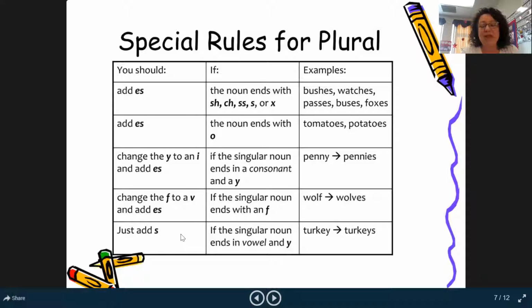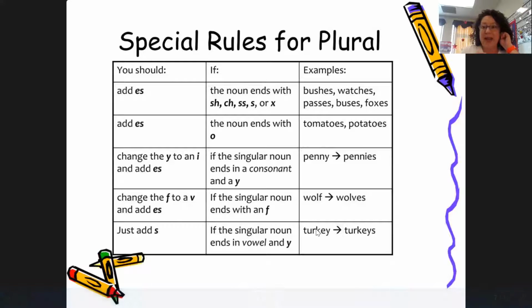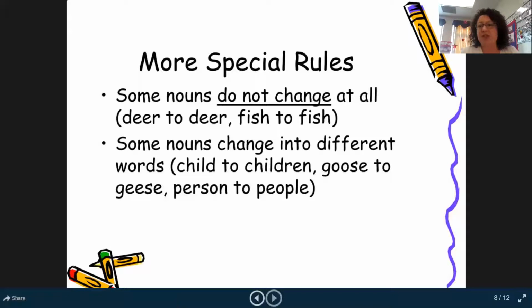And most of the singular nouns, you just add an S. Now, if it ends in a Y, but there's a vowel, you just add an S. You don't change the Y to an I. Like the word play. It ends in a vowel and a Y, A-Y, you would just add an S to it. Most nouns we just add S's to. And some nouns don't change at all. Deer, we don't say deers. Fish, we don't say fishes. Sheep, we don't say sheeps. We just say sheep. Some nouns change into different words. Child into children, goose into geese, person to people.